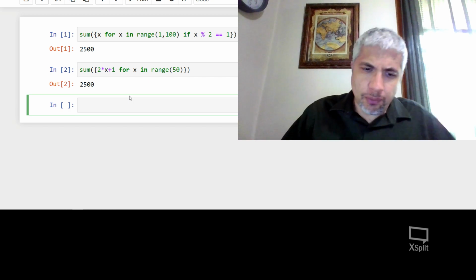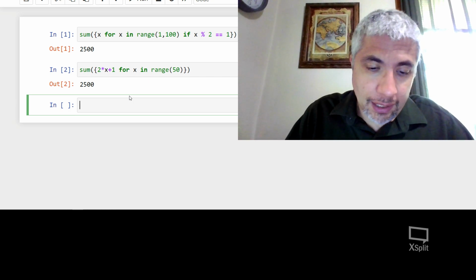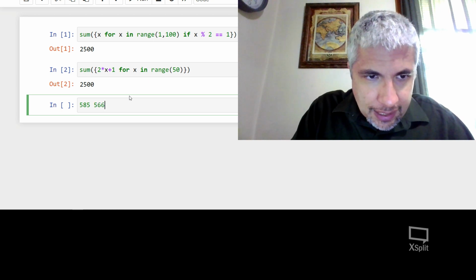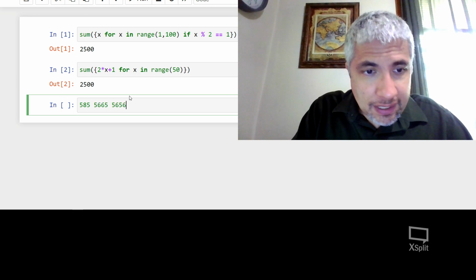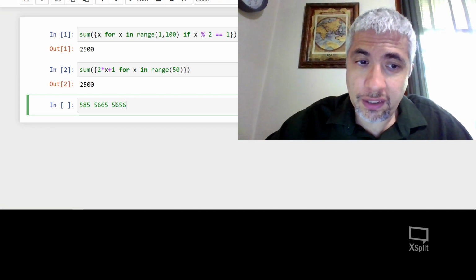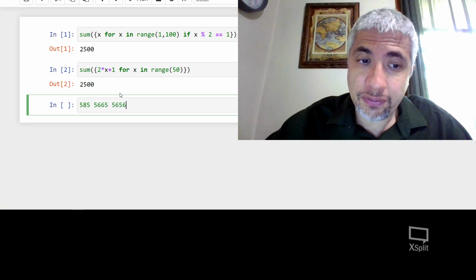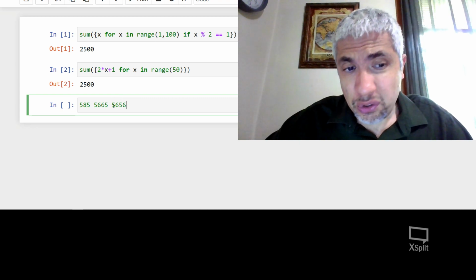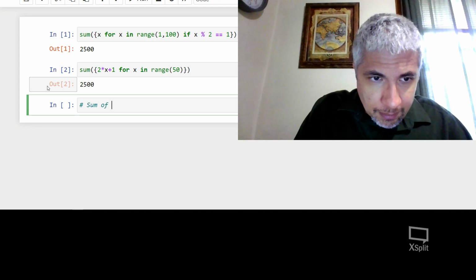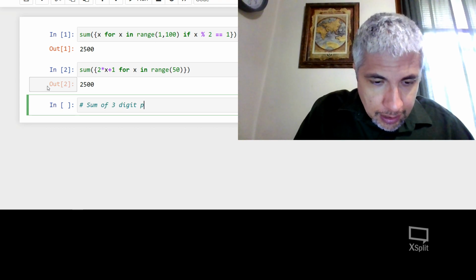So what's a palindrome? Well, it's something that reads the same left to right or right to left, like 585 is a palindrome, or 5665 is a palindrome. But 5656 is not a palindrome because this reads differently from left to right and right to left. If I went right to left, I'd get 6565. If I go left to right, I get 5656. Okay, so I want the sum of the 3-digit palindromes.